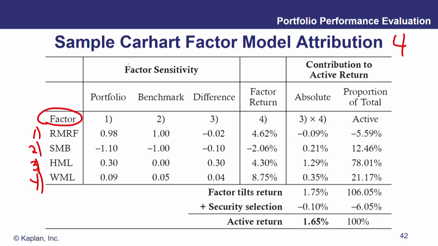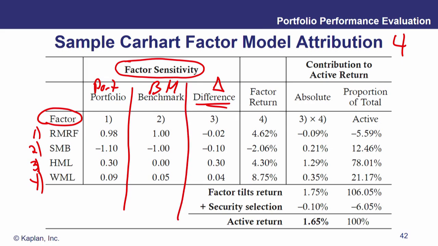The other thing I want to take a look at is I want to see the descriptions of the factor sensitivities between my portfolio and the benchmark. Okay, this is the difference right here. So when you look at my portfolio, what do we see? Well, the market index is 0.98. Small minus big is negative, so it's a large cap. We can look at high minus low as 0.30, so it's got a value tilt. And then momentum, winners minus losers, is fairly small at 0.09. Now let's compare that to the benchmark.